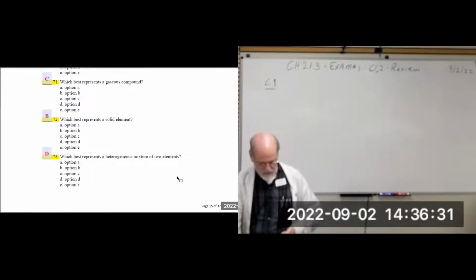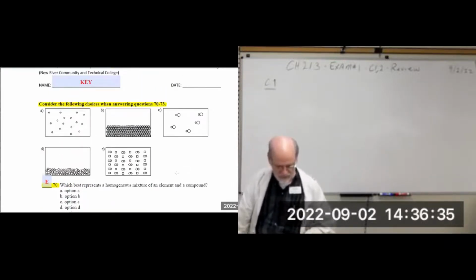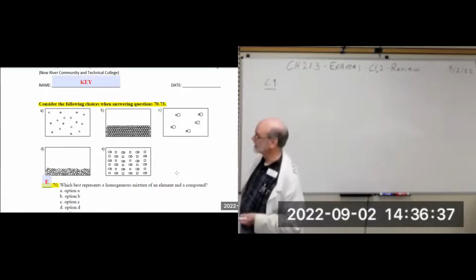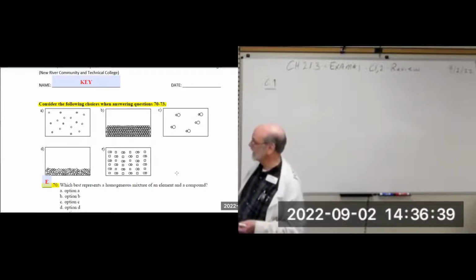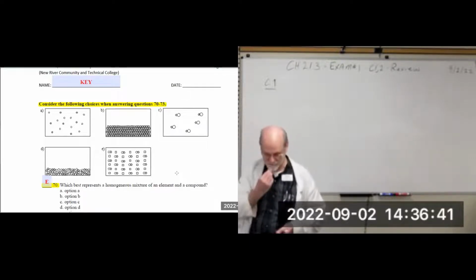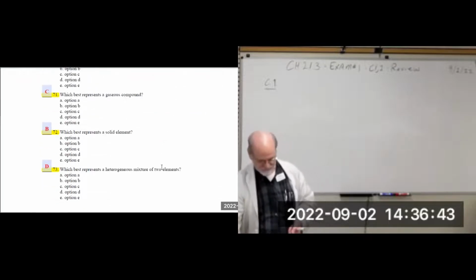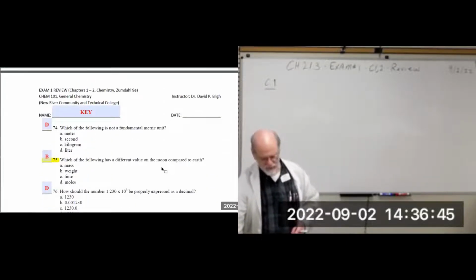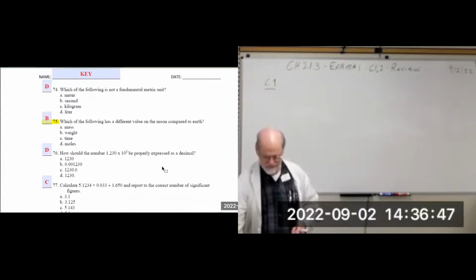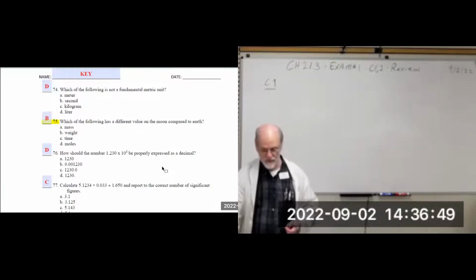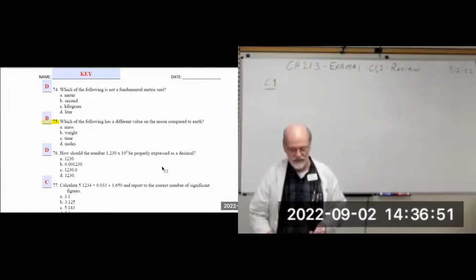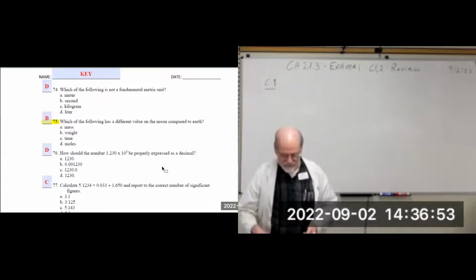And then D, which represents a heterogeneous mixture of two elements? I think that's D. You got two separate elements, and they're heterogeneous. Okay. Sometimes that one throws students because it's, right, what do you mean with all those circles and squares and shades and not shades? 75.